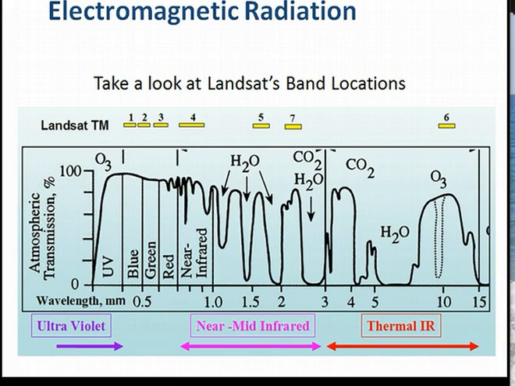So according to this graph, the atmospheric windows are actually those locations that have the highest transmission values. And if you look up here at where the Landsat bands are located, you'll notice that each of those is located in regions of very high atmospheric transmission. They purposely avoid these other regions that are blocked. So for example, look at band 5. Band 5, the width of it and its location is very strategically placed in this narrow zone where electromagnetic radiation can still penetrate the atmosphere.